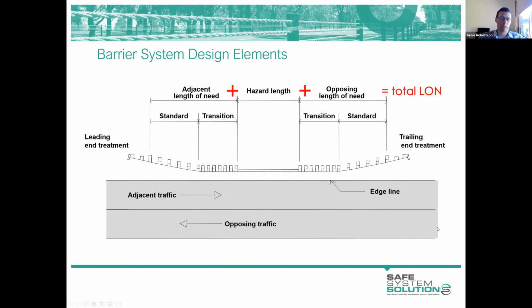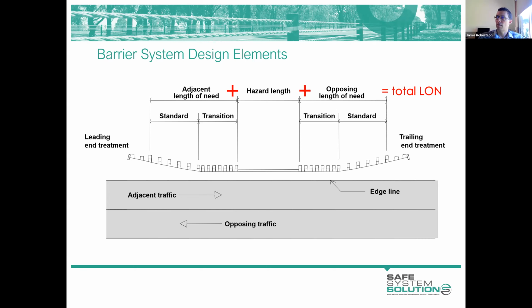And for the opposing direction, we need to go through the same process to work out our length of need. Now that length of need will be the same on each side because we're assuming a fixed angle of departure from the road. So really our barrier will be mirrored either side of the hazard.